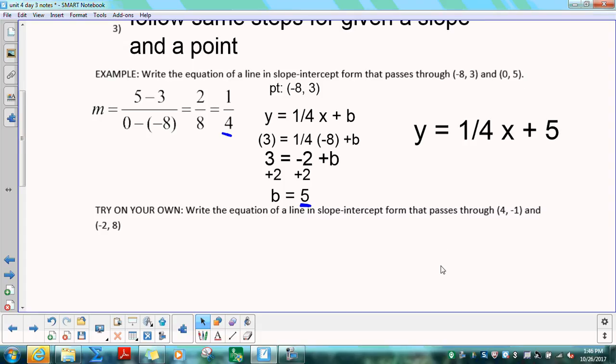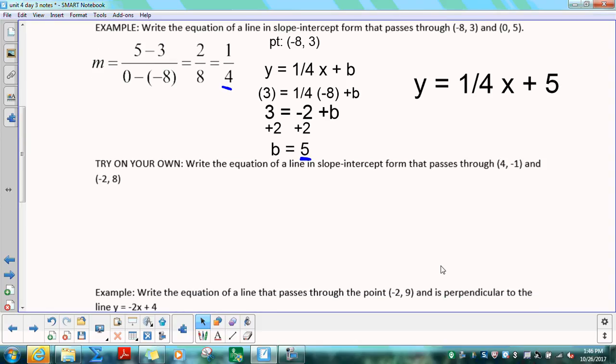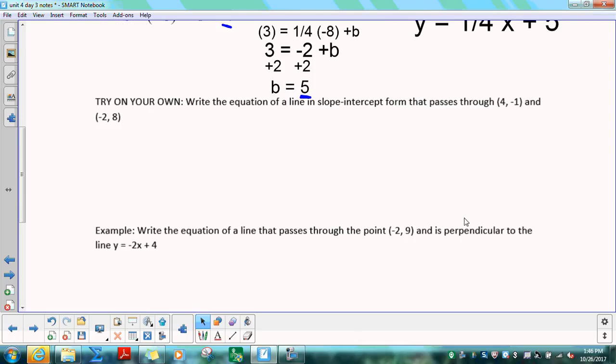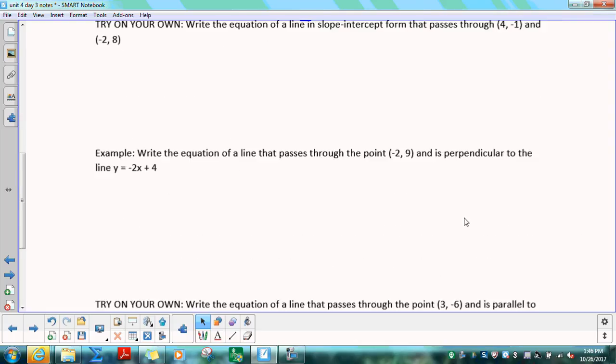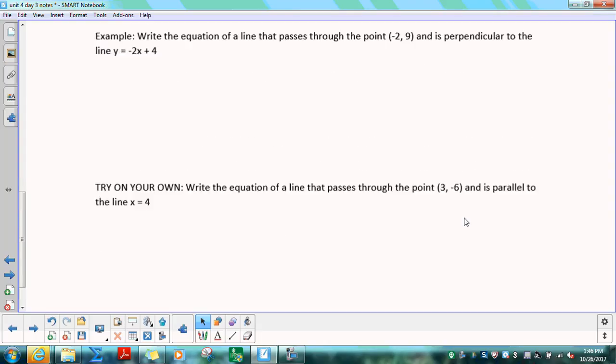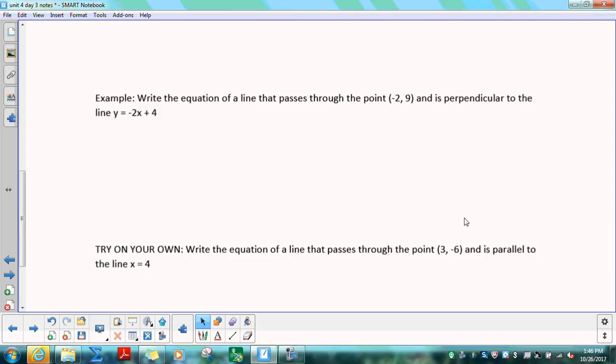So for your try on your own, you don't get a y-intercept. So go ahead and do the work for it just like I did in the example. Okay? Find your slope first, plug in their point to get the b, and then you can write your equation. Okay? So give it a try. We will come back to it next class. Okay? And then we have one more example and one more try on your own for you. This is just tying it back to the perpendicular and parallel stuff that we did in class the other day.